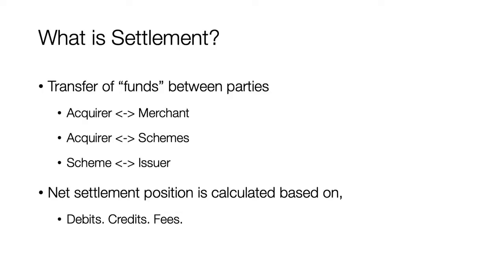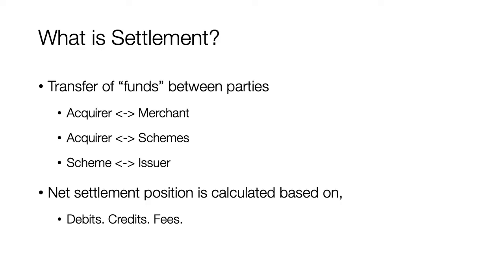Now let's look in brief about settlement. Settlement is where the actual transfer of funds happens between various parties like acquirer to merchant, acquirer to schemes and issuer. Acquirers compute the net settlement amount to the merchants based on various fees like interchange, commissions, etc. and they settle with the merchant. Schemes compute the net settlement position on the debits, credits and also fees and any other charges to settle with.